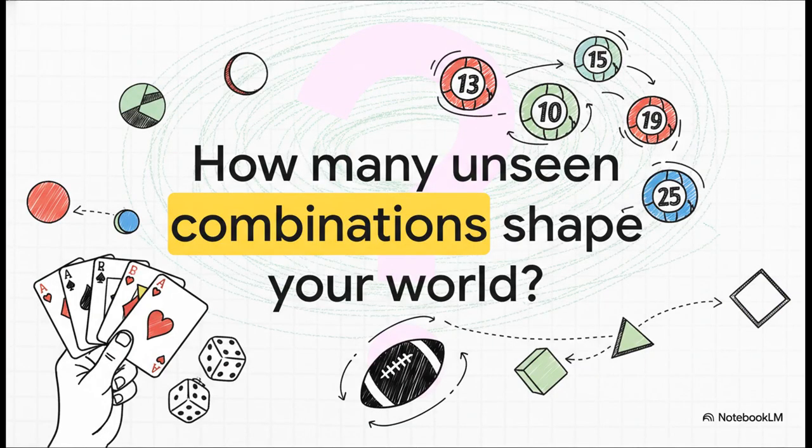So from now on, when you see someone choosing lottery numbers, or a dealer laying out a hand of cards at a poker table, or even a coach picking a team, ask yourself that question. Is this a permutation or a combination? You'll start to see this hidden layer of possibilities swirling around in these simple everyday moments. The math is everywhere once you know how to look for it.